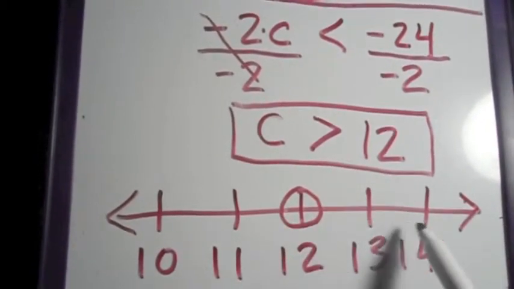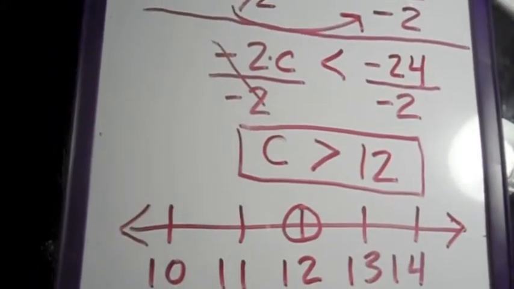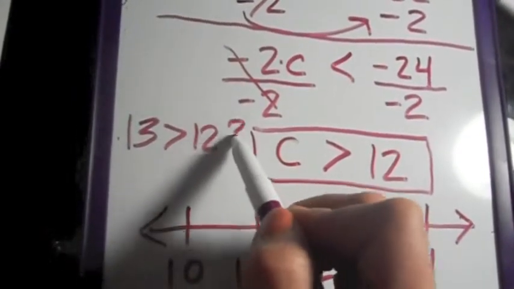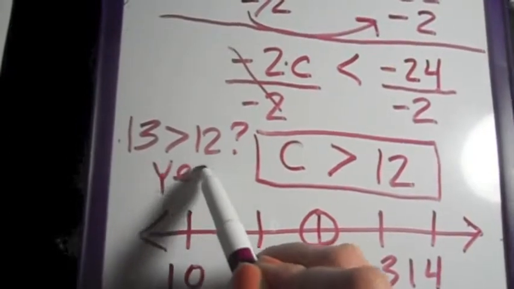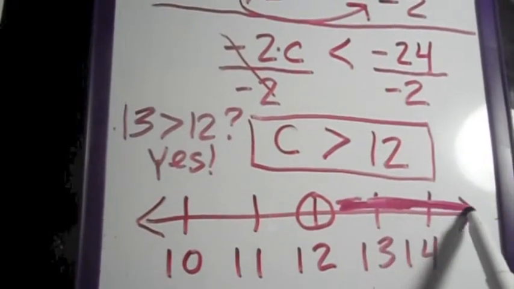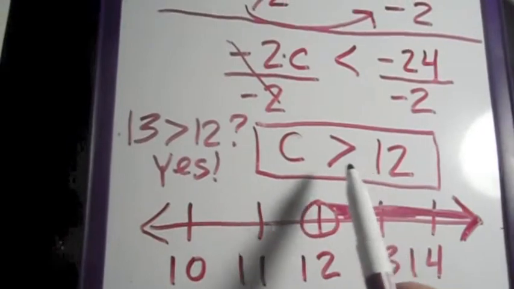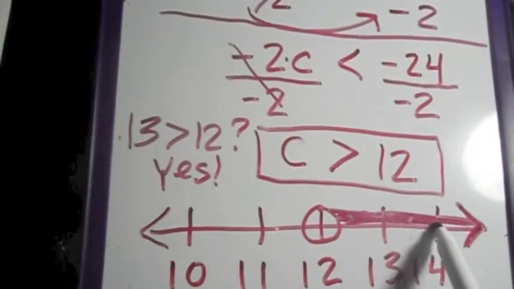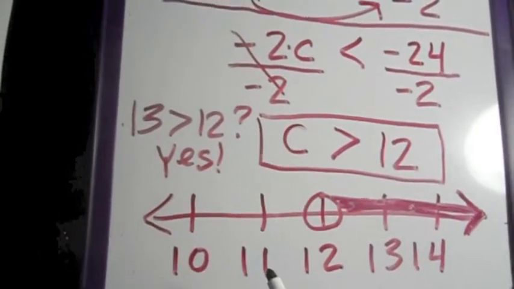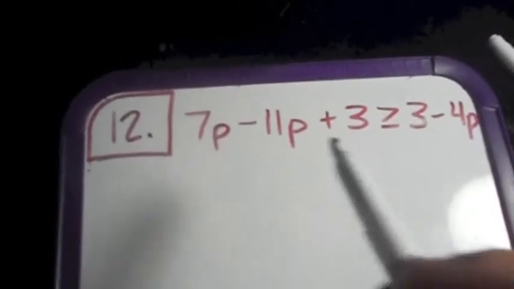Let's plug in one of these just to make sure it works. 13. Is 13 greater than 12? Yes, it is. This is the side we'll shade. So we left this open at 12 because it can't be equal to, and we know to shade the right side because if you plug in a number from there, it satisfies the inequality. And that's how you do number 6. Now let's look at number 12.